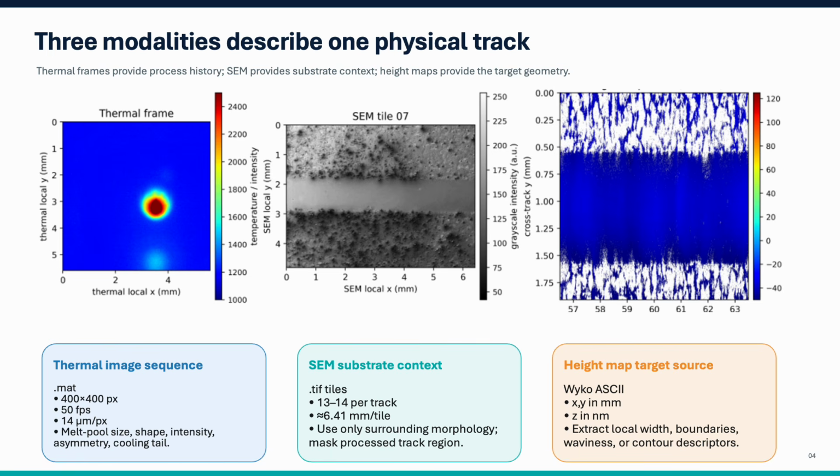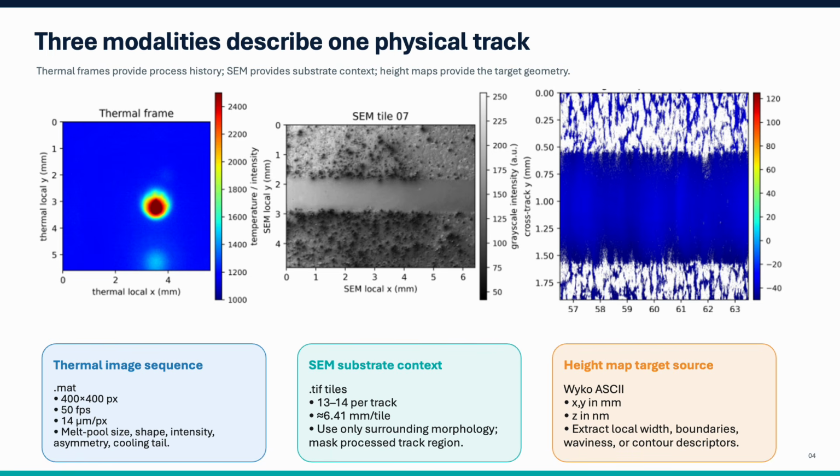The second modality is SEM imagery. The SEM image describes the local substrate morphology, including valleys, ridges, and texture around the scan path. The processed track itself must be masked or excluded when SEM features are used, because otherwise the model could directly observe the final geometry and create data leakage.